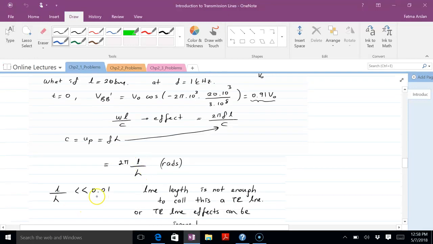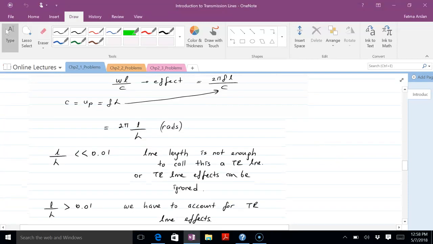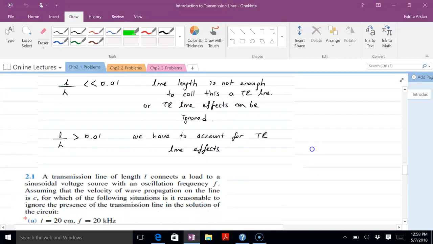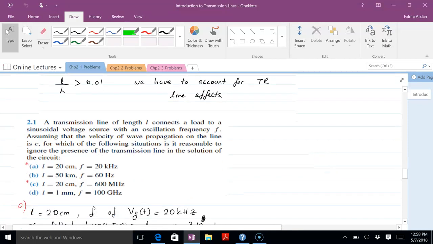lambda. And then if this number is less than 0.01, which means cosine of it is very close to 1, that means we don't have much attenuation affecting, we can call this line non-effective. So the length of this line is not effective enough. But if that's more than that ratio, then we can say that this transmission line is affecting our calculations. Okay?